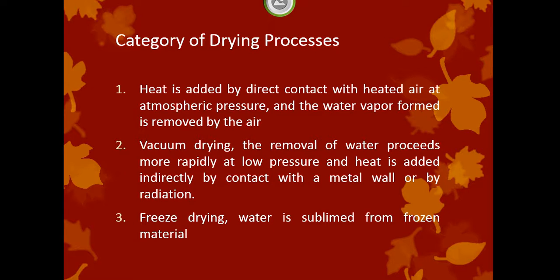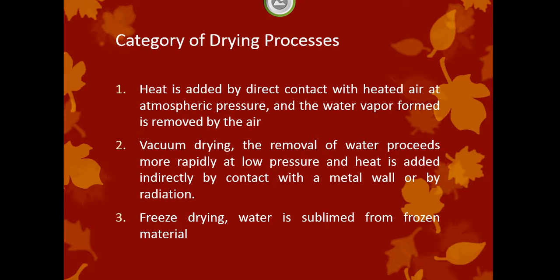The first part is heating by direct contact with heated air, where the water vapor from the dried material is withdrawn as water vapor and is removed by air and goes with the air as the air leaves the dryer. So this is usually the case. This is usually the mechanics inside the dryer. Warm air is introduced. Warm air carries the water from the feed in the form of water vapor and it leaves the dryer together with the air.